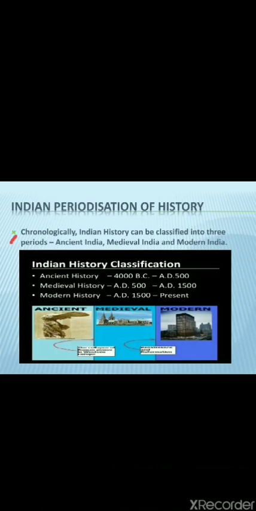Ancient history can be counted from 4000 BC to AD 500. Medieval history from AD 500 to AD 1500. And modern history from AD 1500 to present. That means what we are living and what is going on is the modern history.